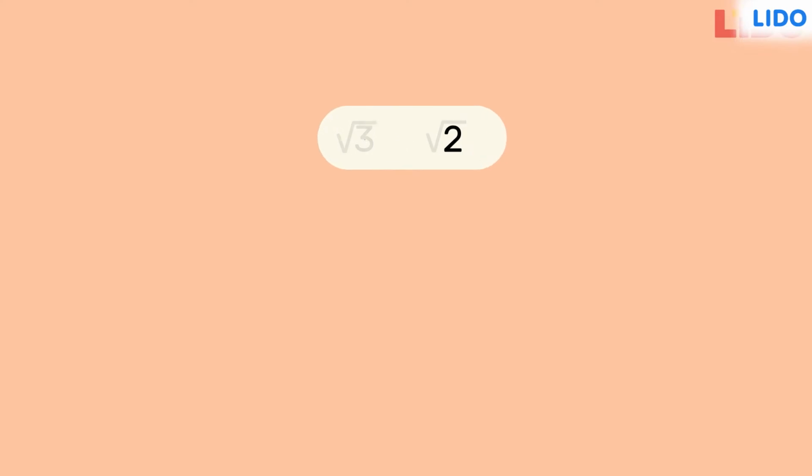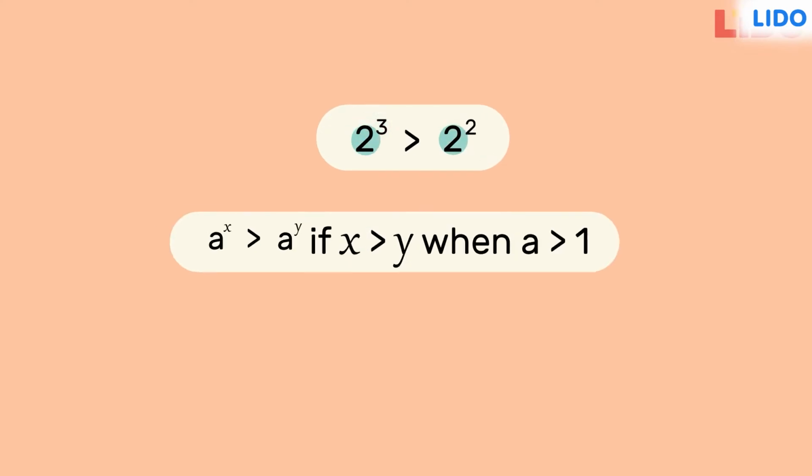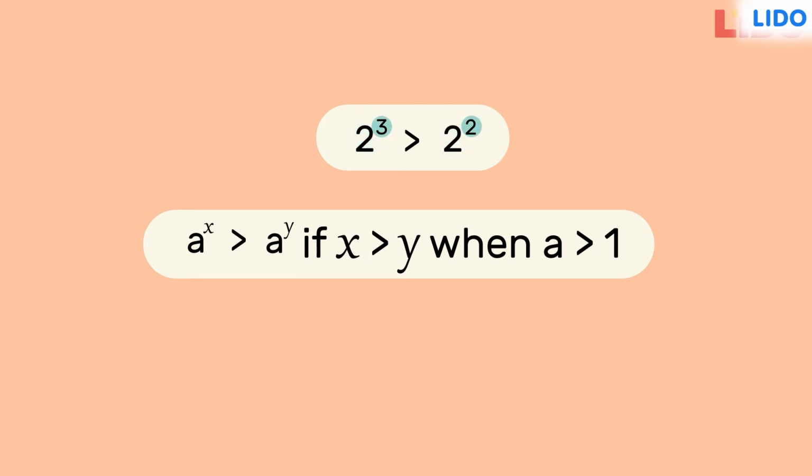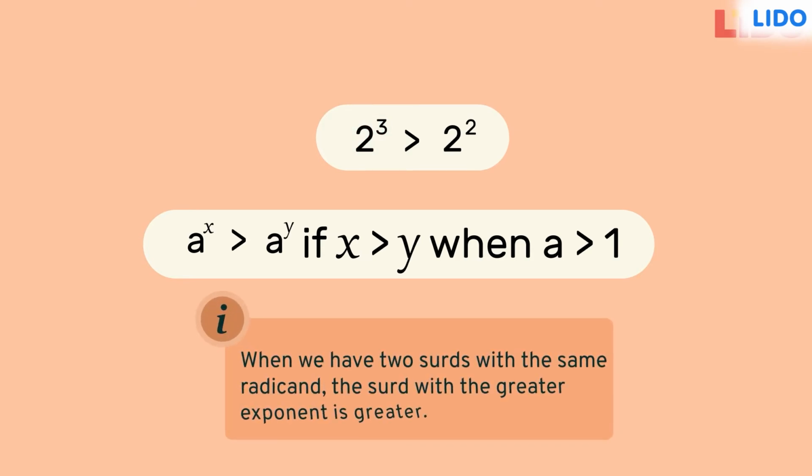Let's say we have 2 squared and 2 cubed. Obviously, 2 cubed is greater. If the bases are equal and the exponents are different, the number with the greater exponent is greater. So when we have two surds and the same radicand, the surd with the greater exponent is greater, right?